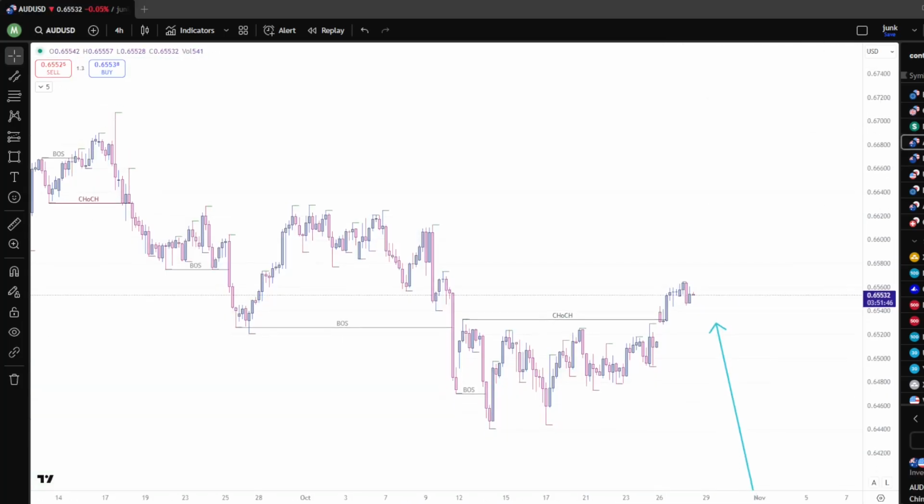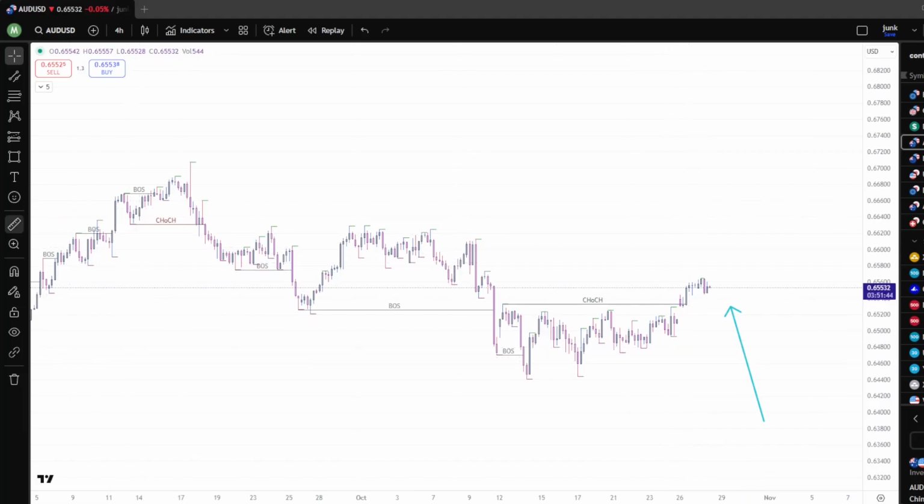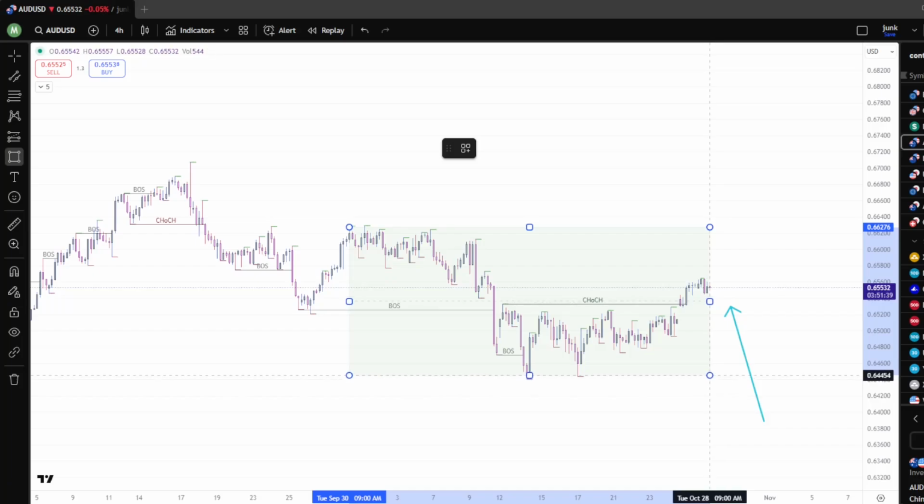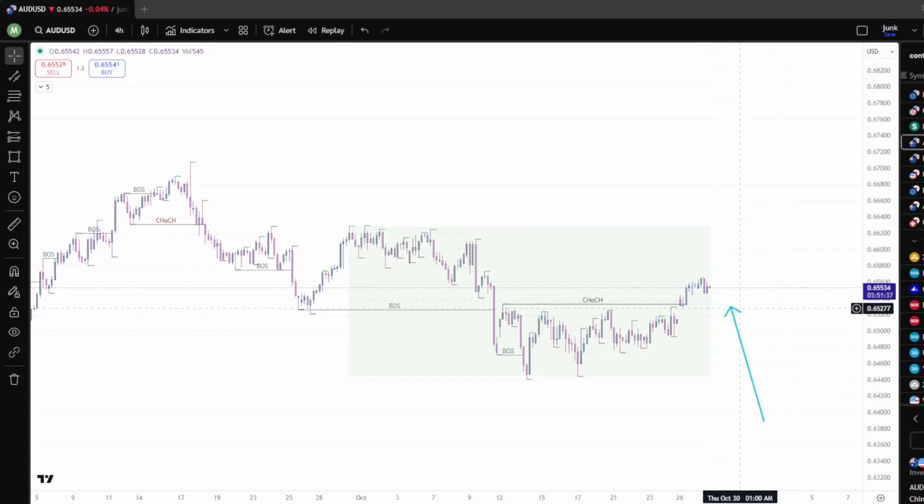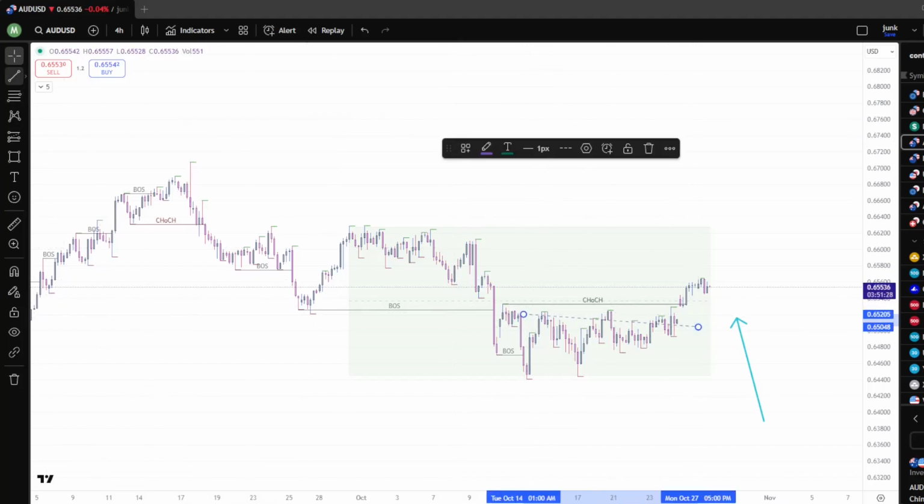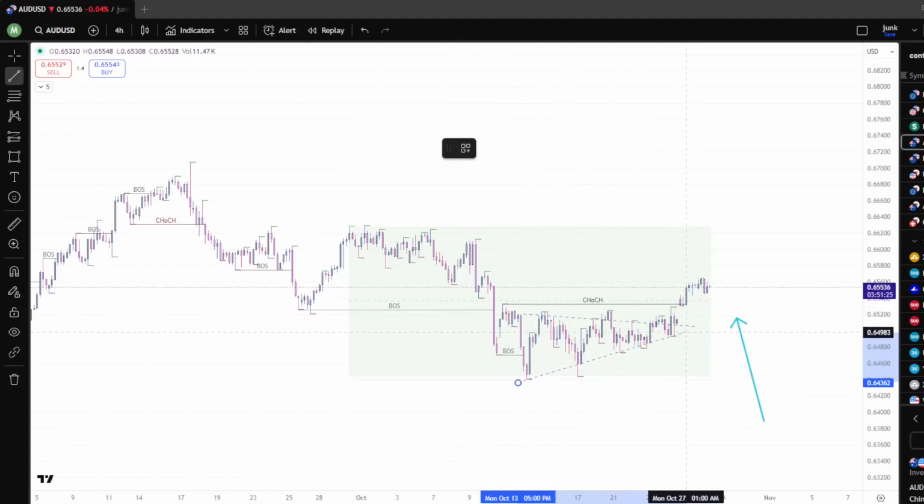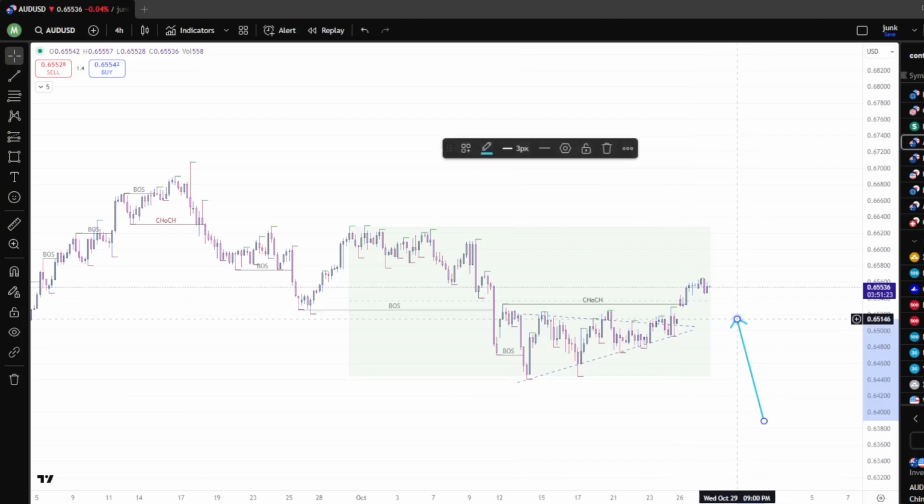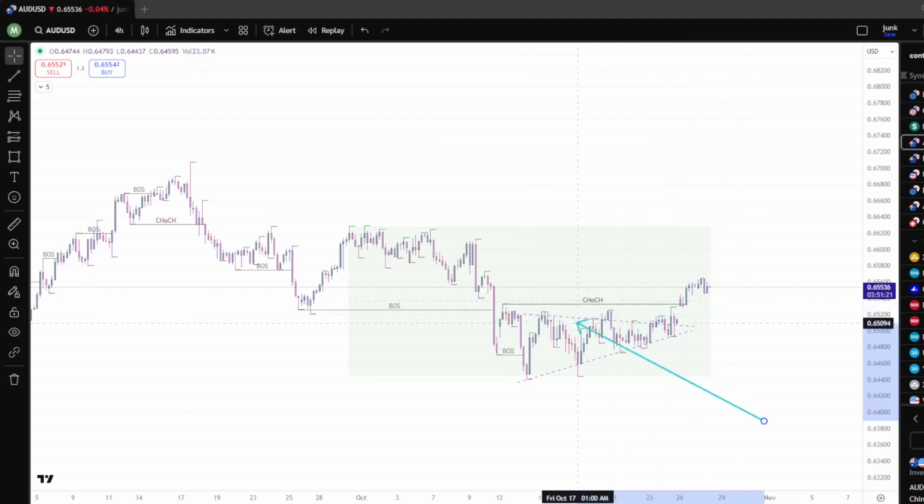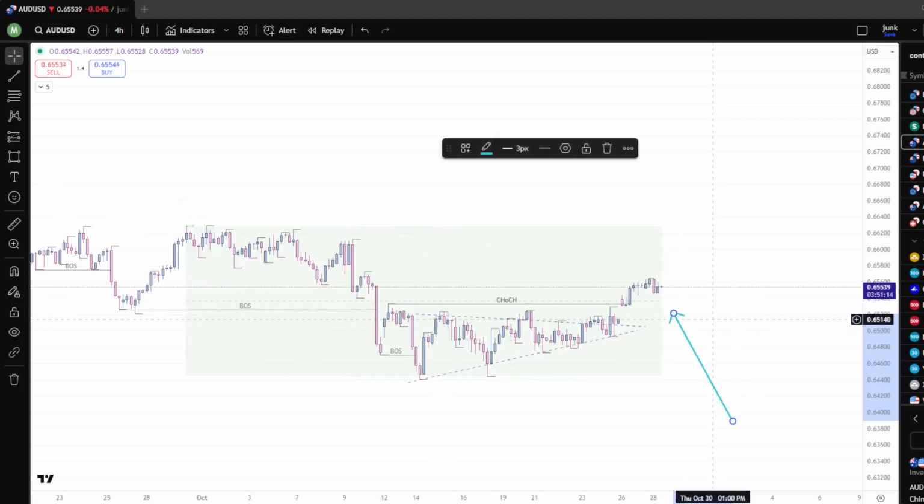AUD USD, let's go map out the current range. We know this did just break out of this wedge pattern that had formed. So we've been mapping it out, and it broke out of that wedge and broke structure to the upside. Of course, this area of consolidation is where price continued to push down from these areas of supply. So that's where price is right now.